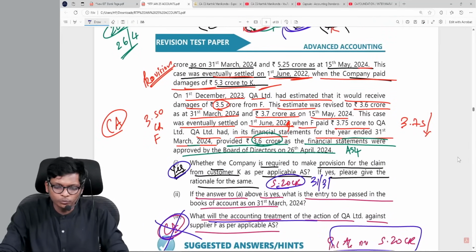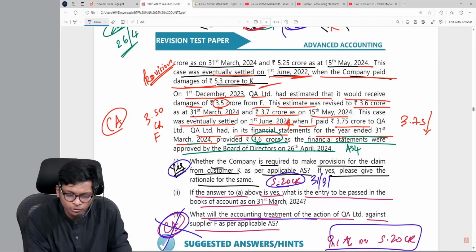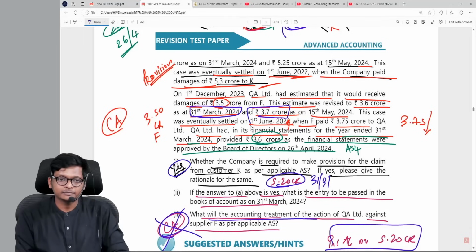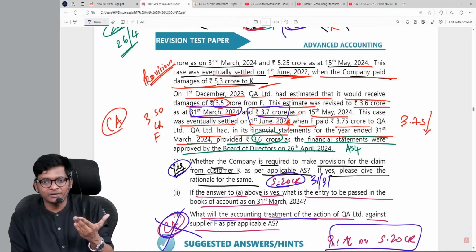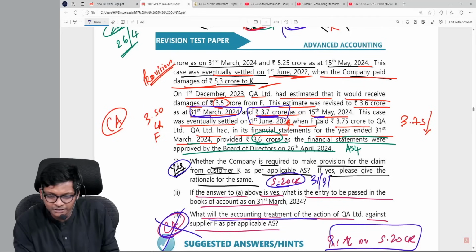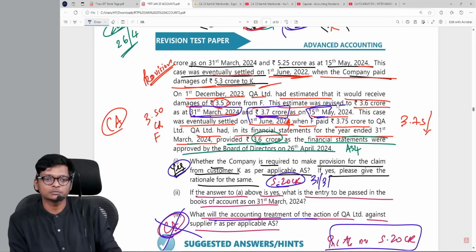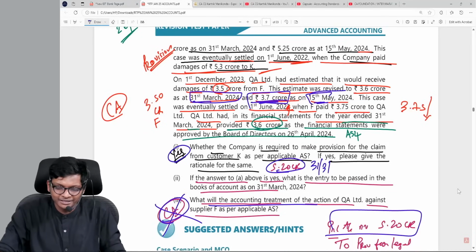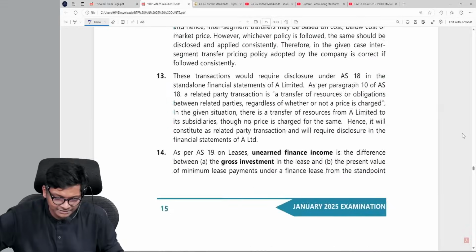In the board's report, what amount will I disclose? I will disclose whatever is there on 31st March again, which is 3.7. His question is, in the board's report, what amount will I disclose? 31st March, 3.7. I can't put 15th May because 15th May is after board approval. Are you following, guys? This amount I will put over here. Are you getting it, guys? We will cross-check the answer once.